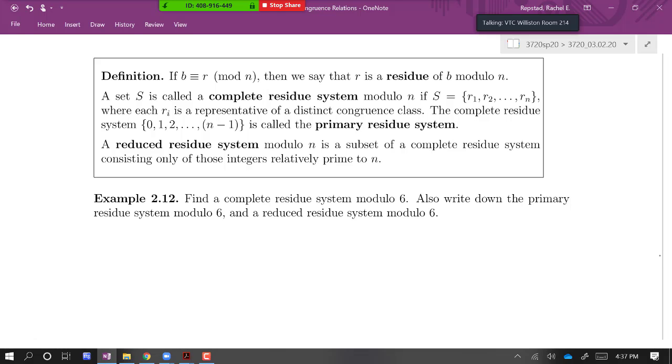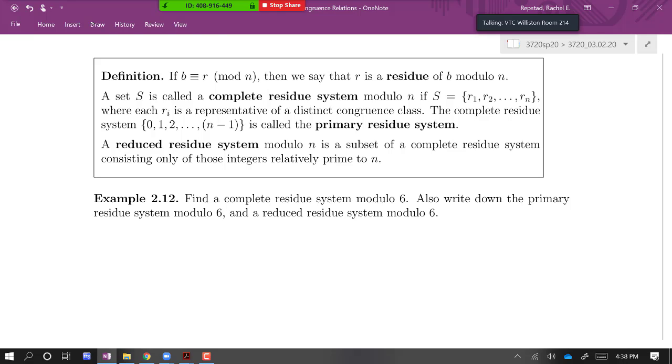If b is equivalent to r mod n, we say that r is a residue of b. So these congruence classes, we also refer to them as residues, mod n. And that term residue really kind of comes from remainder, like what's left over. So that's sort of the genesis of using that term. We have a complete residue system if all the equivalence classes are represented.